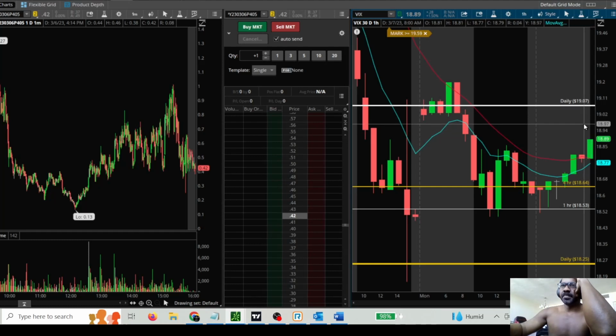I guess what'll be good to see is this come to this and then reject, which would be confluent to ES dropping down to 4040 and then bouncing. So I gotta keep an eye on this.